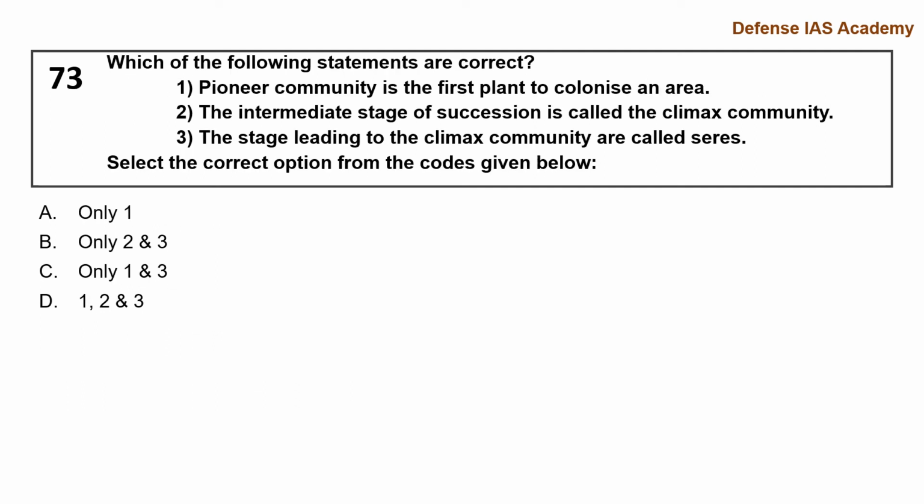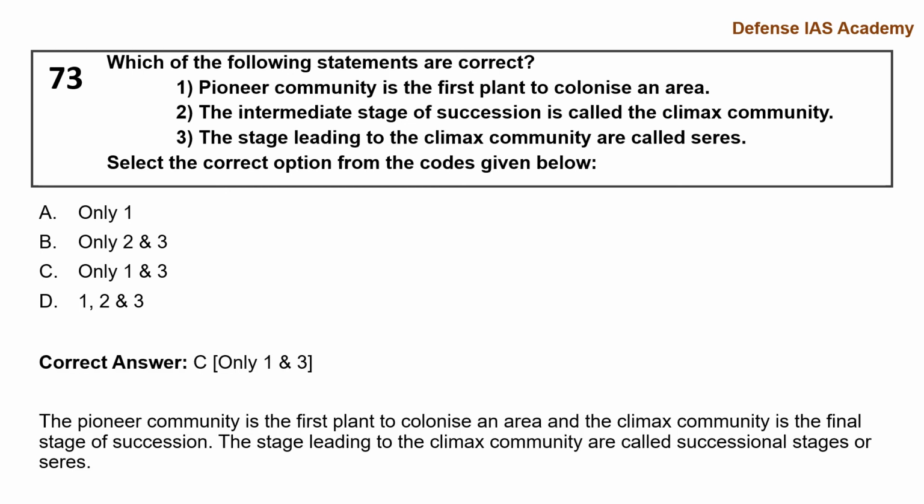Question 73. Which of the following statements are correct? 1. Pioneer community is the first plant to colonize an area. 2. The intermediate stage of succession is called the climax community. 3. The stages leading to the climax community are called series. Select the correct option from the codes given below. The correct answer is option C, only 1 and 3. The pioneer community is the first plant to colonize an area, and the climax community is the final stage of succession. The stages leading to the climax community are called successional stages or series.